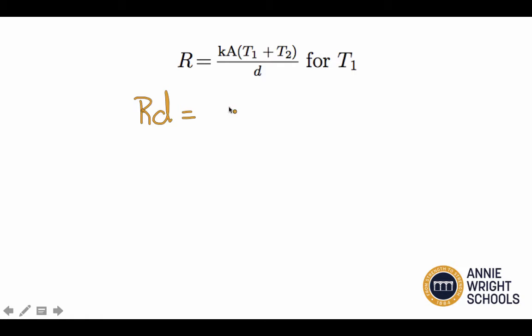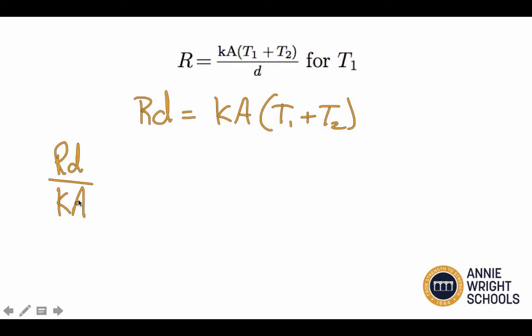RD equals KA times T1 plus T2. Now I like dividing by KA, so I get RD divided by KA equals T1 plus T2. Now all I have to do is subtract T2, and I get RD over KA minus T2 equals T1.